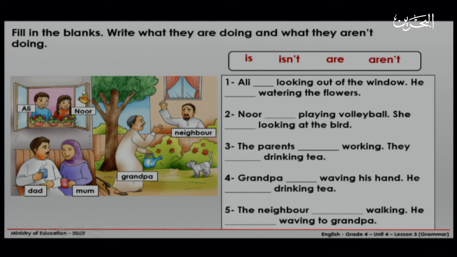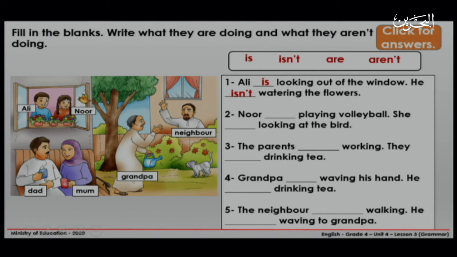Number one, Ali is looking out the window. What should we use for Ali? Look at Ali in the picture. Is he looking out the window? Good. So, Ali is looking out of the window. He isn't watering the flowers. Look at Ali. Is he watering the flowers? No. So we use isn't. He isn't watering the flowers.